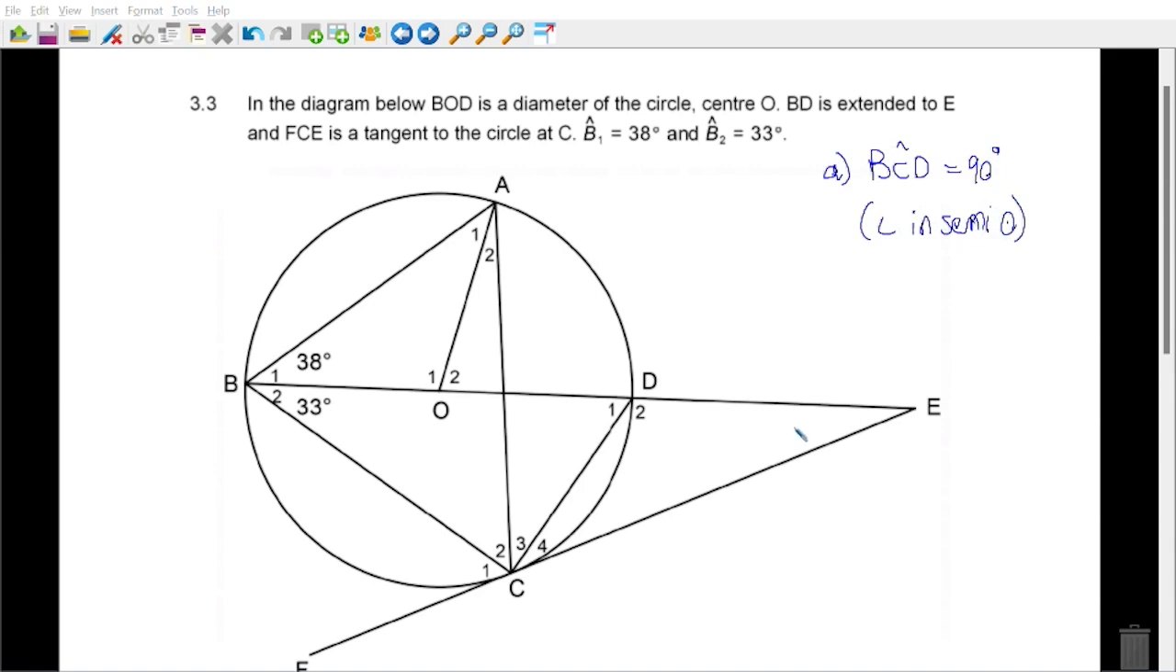Okay, then part B asks us to find angle A1. Right, this angle over here. And we've just worked out that this is 90 degrees.